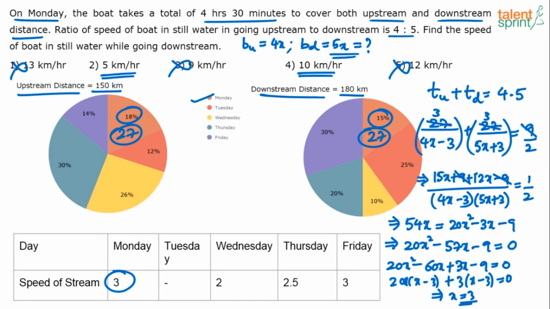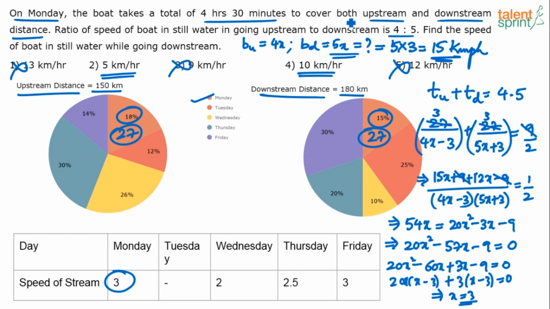What is he asking us to find out? Find the speed of the boat in still water while going downstream. Downstream speed is 5x. So 5 into 3, 15 should be the answer, which is not there in the options. Hold on. 5 into 3. Why am I getting 15 kilometers per hour? 15 is not there in the options, right? How is it all of you have got 10? Did I go wrong somewhere?